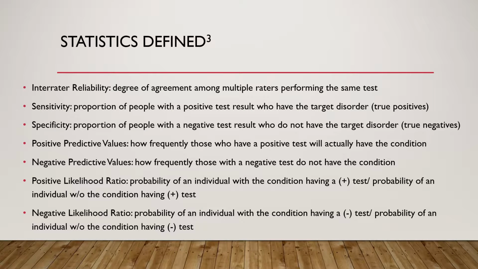Here are the definitions of the statistics I will be using. Inter-rater reliability is the degree of agreement among multiple raters performing the same test. Sensitivity is the proportion of people with a positive test result who had the target disorder, so the true positives. Specificity is the proportion of people with a negative test result who do not have the target disorder, so the true negatives. Positive predictive values are how frequently those who have a positive test will actually have the condition. Negative predictive values are how frequently those with a negative test do not have the condition, and the likelihood ratios represent the probability of individuals with a condition having a positive or negative test divided by the probability of individuals without the condition having a positive or negative test.